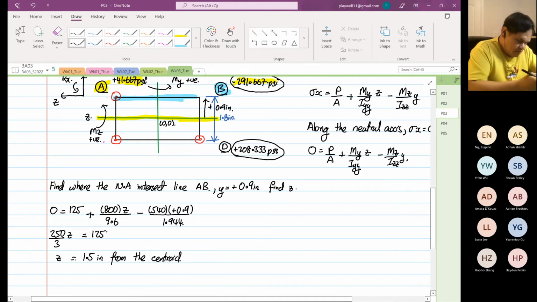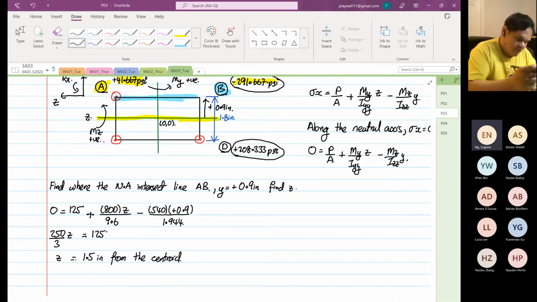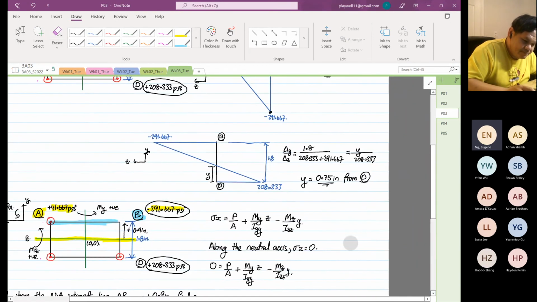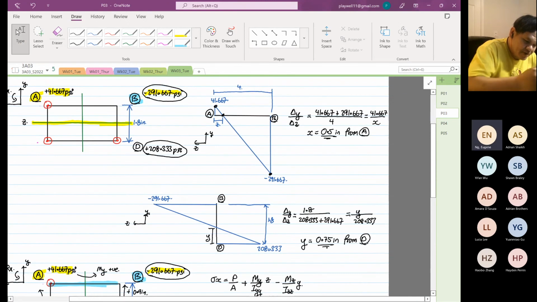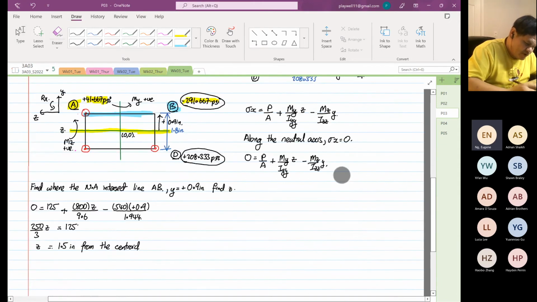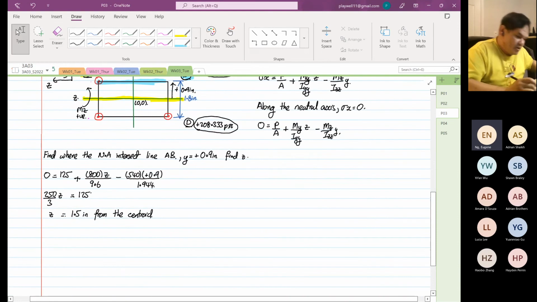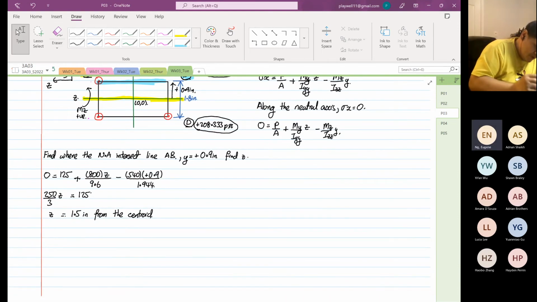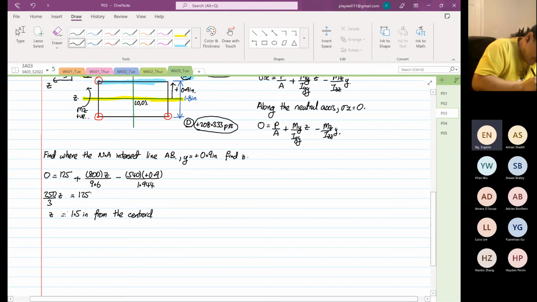Okay. So Z is 1.5. Now, when we calculated with that other formula, our Z, sorry, this is Z, not X, our Z is equal to 0.5 inch. Later on, we will see whether we get the same point. Okay. So let's carry on first. The next thing that we're going to do, we are going to find where it intersects, which is positive 1.5 inch.